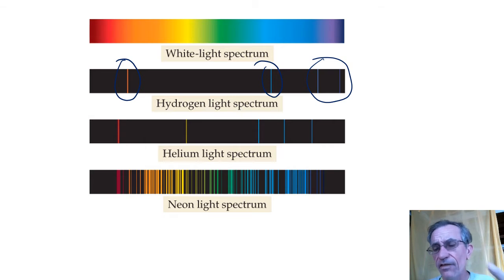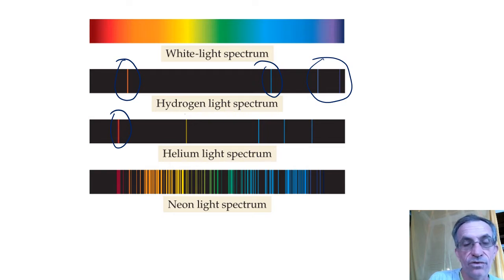Now, if we look at other elements and we do the same thing, we'll see that they are giving off different colors of light. Helium is giving off red light, and when you run electricity or heat through it, and yellow, and then also some blues.